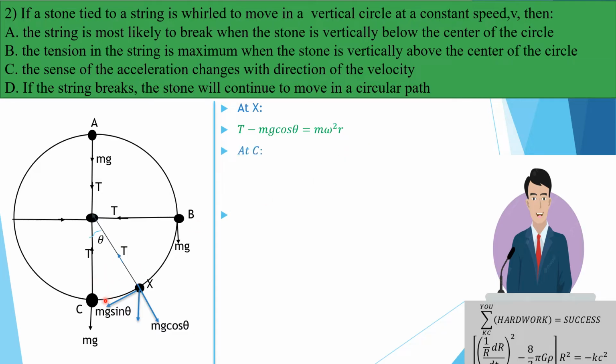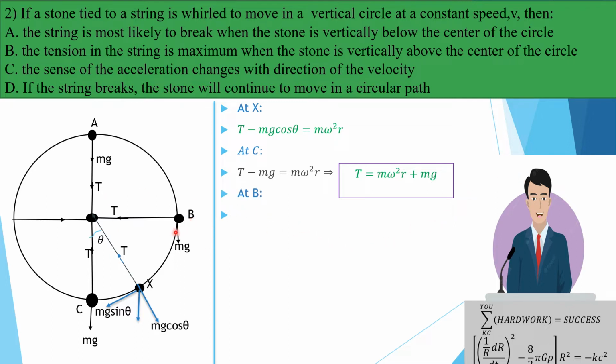Now, what happens if you bring this thing at C? So let's look at what happens at C. Now, if this string gets down at C, this theta becomes 0. So if I put 0 here, you realize that cos 0 is 1. So we have the equation T minus mg equals the centripetal force, which means that our T is this plus that. Now, what happens if we go over to B?